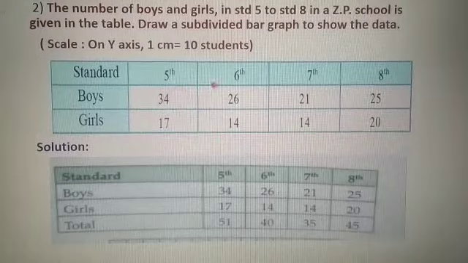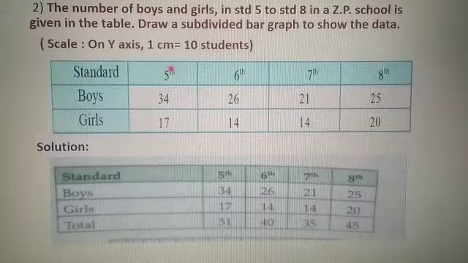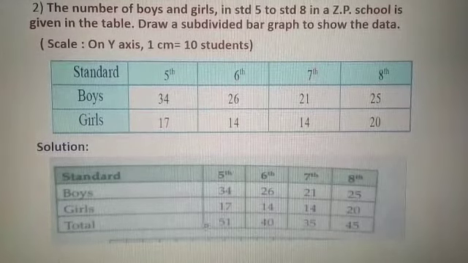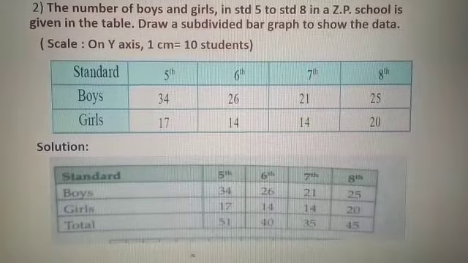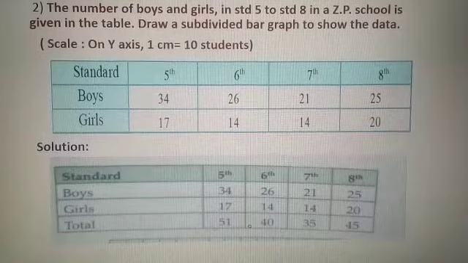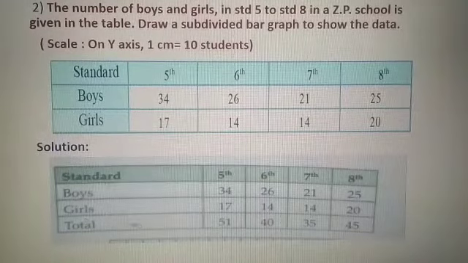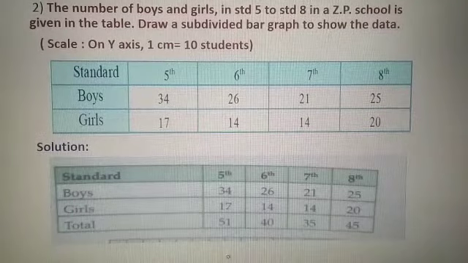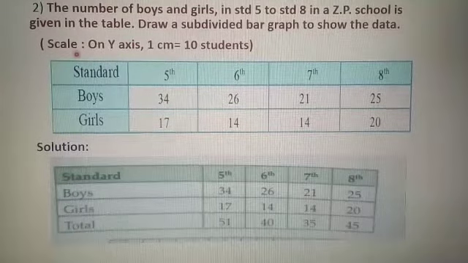So first of all, we have to draw this table. This is the question part. This table is your question part and this table is your solution part. After drawing this solution table, then you have to switch to the graph paper. So first of all, I will explain how to draw this table completely in the solution part. First of all, what scale is given?